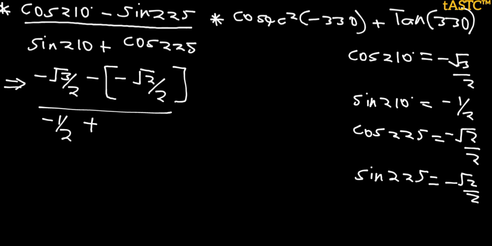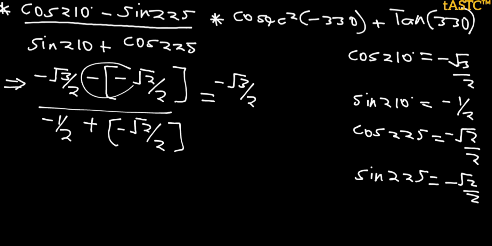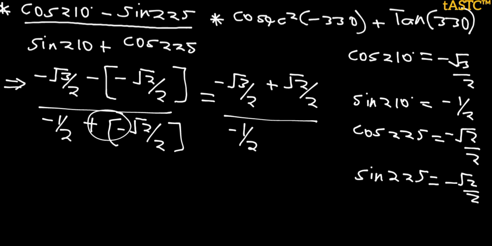And this will be a plus cos 225. So cos 225 is a negative root 2 divided by 2. So here now we're going to have a negative root 3 divided by 2. And then you're going to have a negative multiplied with a negative. That will be a plus. So that is going to be root 2 divided by 2. And here we have it divided by half multiplied. Now you have a plus multiplied by a negative. That is going to give us a negative. So we have a minus root 2 divided by 2.